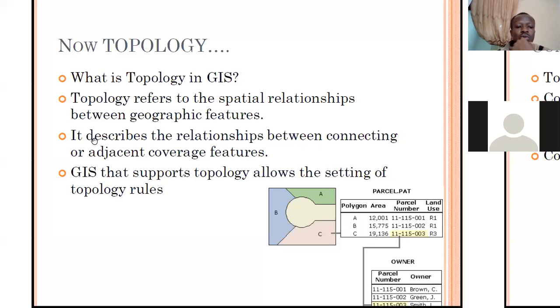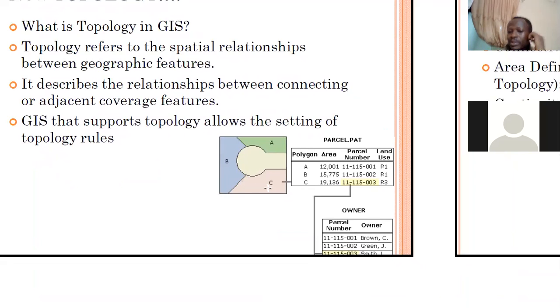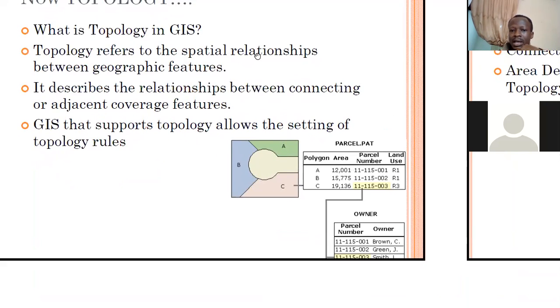Is that okay? So it describes the relationship between connecting or adjacent coverage features. They have to be connecting, they have to be close together. GIS that supports topology allows setting of topological rules. So there are rules, just like a marriage, there are always rules in a marriage. You don't do this, Kwame, you don't brush your teeth this way, and those are things that break the relationship. I'm not talking about relationships, but I want you to appreciate that it relates so much to it. You look down here in this diagram, you can see that polygon A and polygon B have a certain relationship. They share a common boundary. Polygon C, same thing.